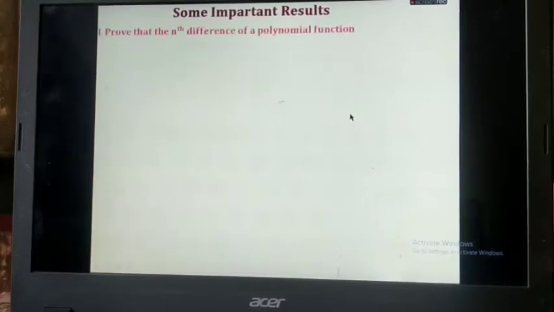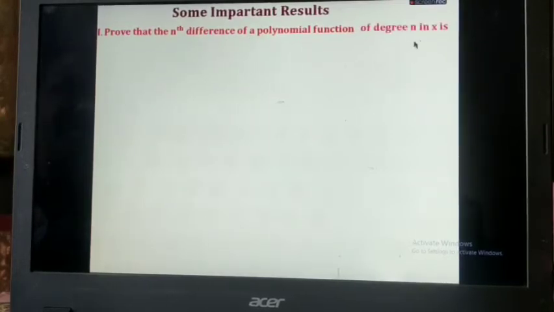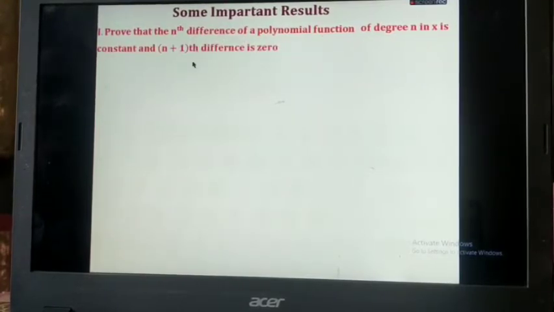Now, to go further, some important results by means of a theorem. Prove that the nth difference of a polynomial function of degree n in x is constant, and the (n plus 1)th difference of that polynomial is 0.